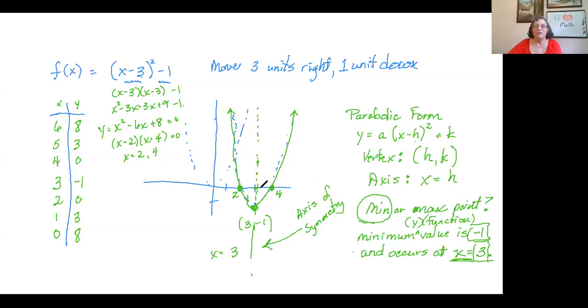What I want you to notice here is that the x-intercepts are always going to be the same distance away from the axis of symmetry. The axis of symmetry is where the x value of the vertex is. So because of the symmetry, your x-intercepts are always going to be a particular distance from the axis of symmetry. Now, it's not always going to be 1 unit like this is, but they will always be the same distance from the axis of symmetry.